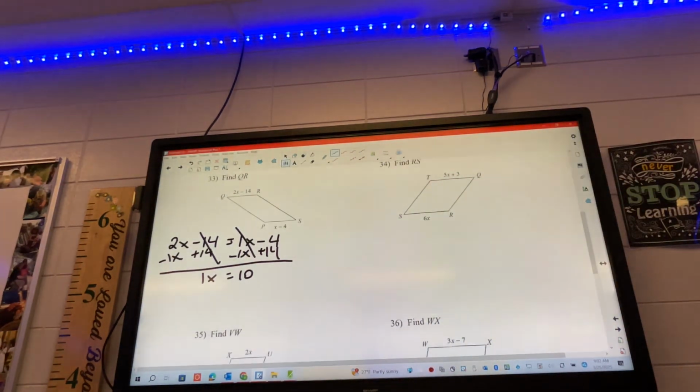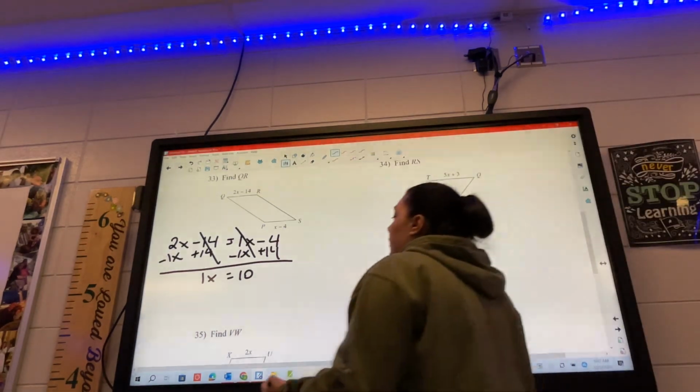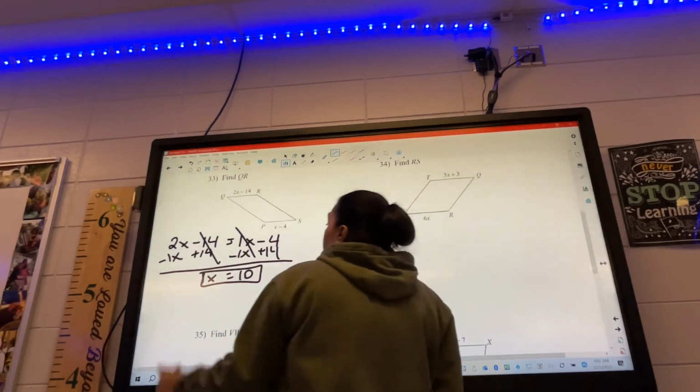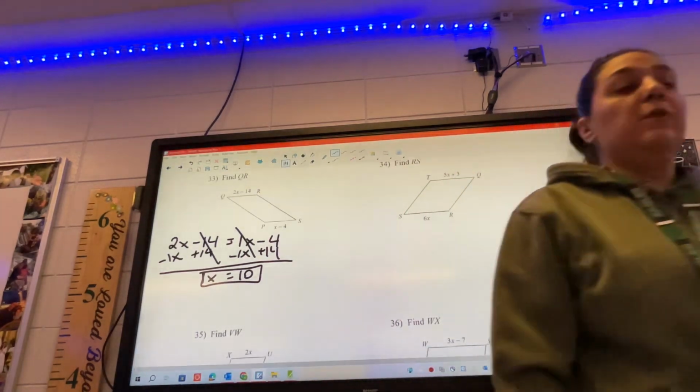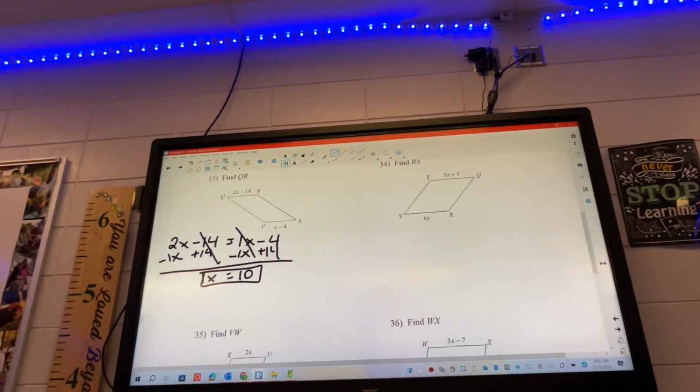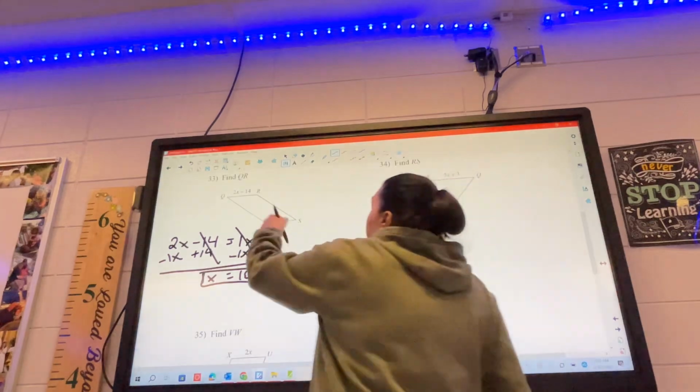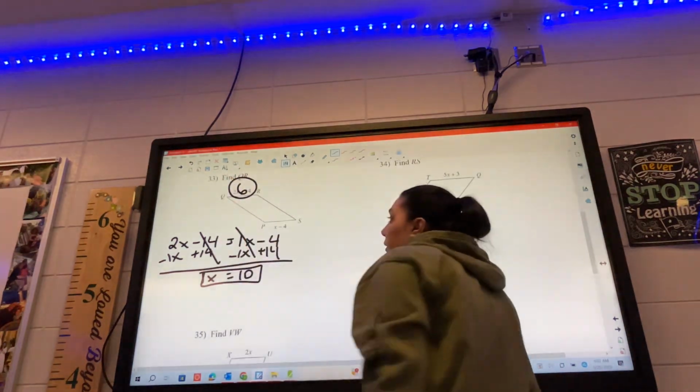Okay, and then what needs done? Divide both sides by 1, which is still going to give you 10. Okay, and then it wants us to find what? QR. Okay, which one is easier to find? PS, okay, because it only has literally one piece. Okay, so PS says, then what's 10 minus 4? 10 minus 4 is 6. So if the bottom's 6, the top has to also be 6.